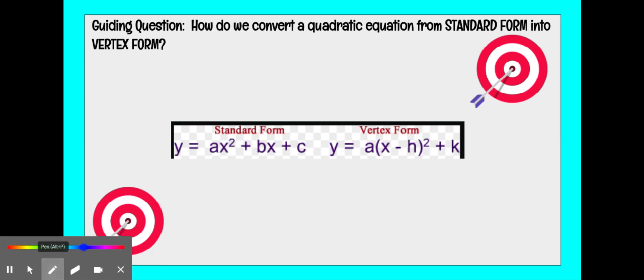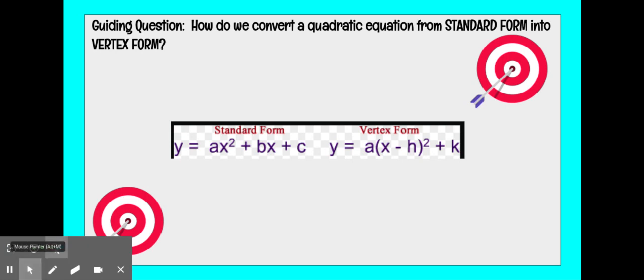Hey guys, so what we're going to do today is look at how we can convert a quadratic equation from standard form into vertex form. We do this by completing the square. You're going to do a lot of this next year in geometry and a lot in Algebra 2 trig, so it's an important process to understand. There are easier ways, but this is another way. I just want to show you that algebraic way.